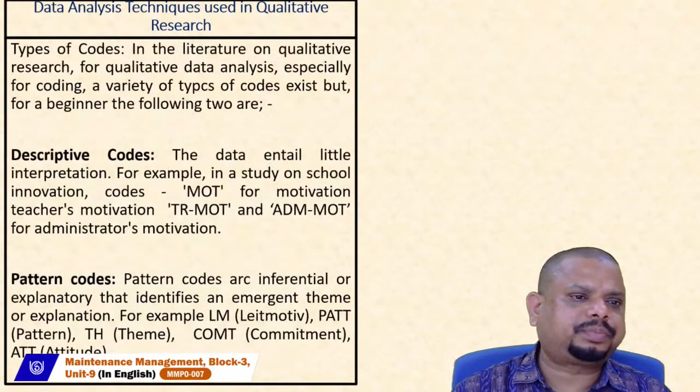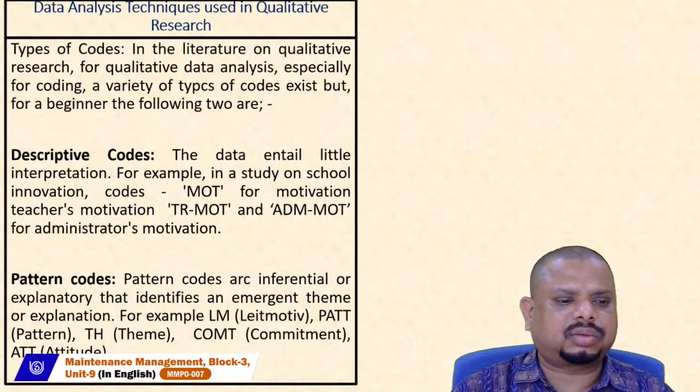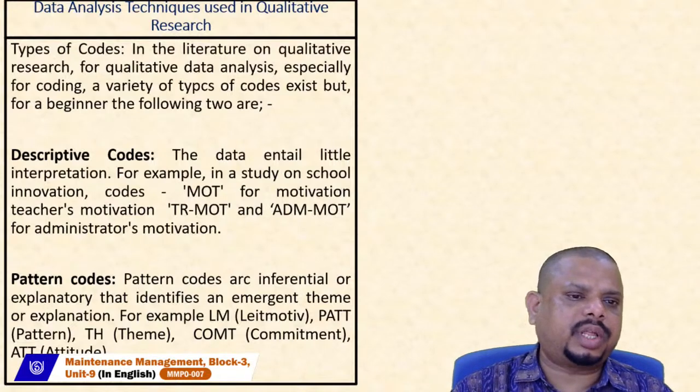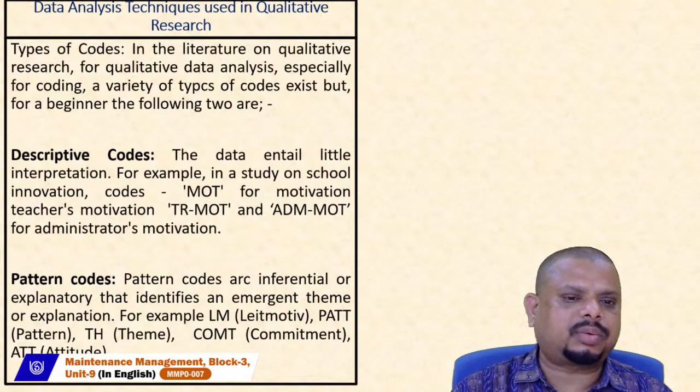Moving to the next one. After codification, we have to understand the different classifications of codes. In the literature of qualitative research, for qualitative data analysis, especially for coding, a variety of types of codes exist, but for beginners, there are two types. The first one is descriptive codes and the second is pattern codes. So let's understand what descriptive codes are.